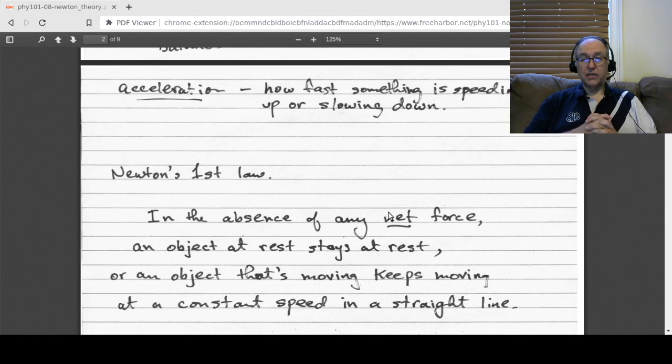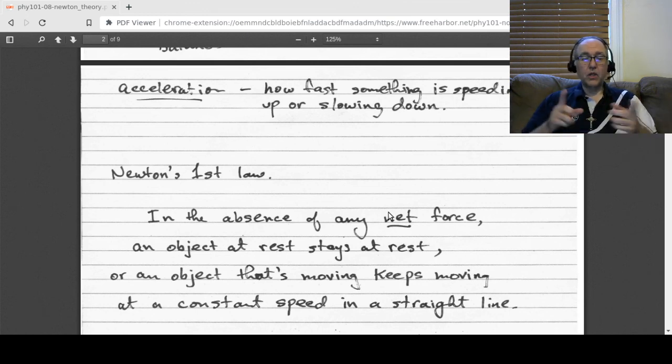Well, then there's only 2 possibilities. Either that object is just not going to move, it just sits there. Or the other possibility is, if it's moving, it's just going to keep moving at a constant velocity. That is the same speed, doesn't speed up, doesn't slow down, in a straight line, doesn't turn. Just keeps moving in a straight line like that.